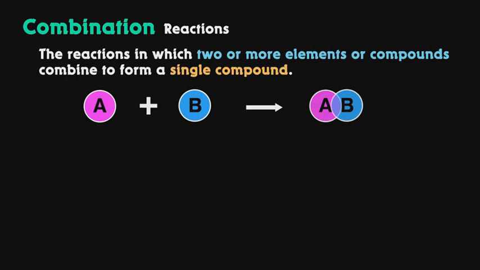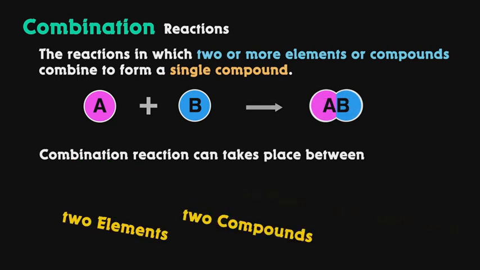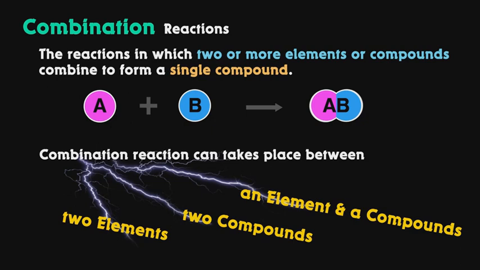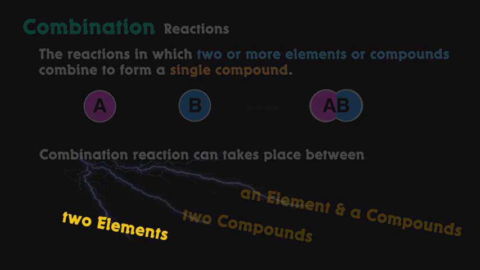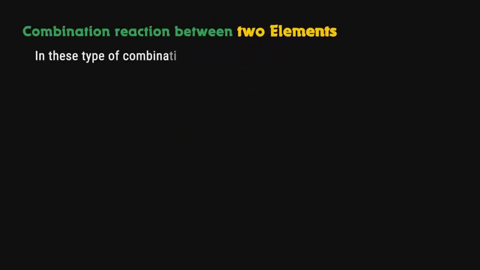Now see, combination reaction can take place in 3 different ways: in between two elements, two compounds, and in between a compound and an element. In this way, you can see 3 varieties of combination reactions accordingly. So let's see. First of all, we look at combination reactions in between two elements.